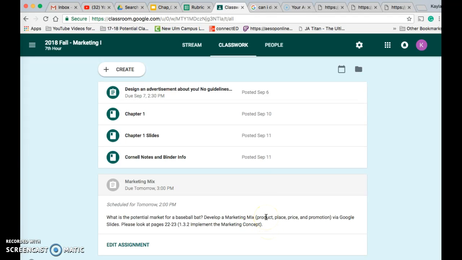So you need the product. So what type of baseball bat is it going to be? The place, where are you going to sell it? The price, how much are you going to sell it for? And the promotion, how are they promoting it? Is it online? Is it in magazines? Those types of things.